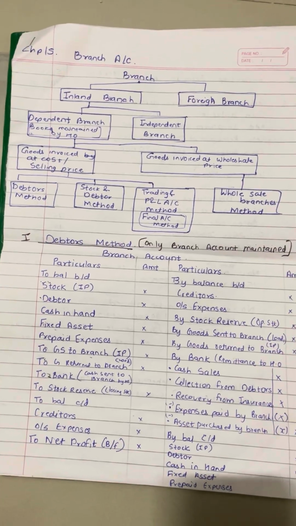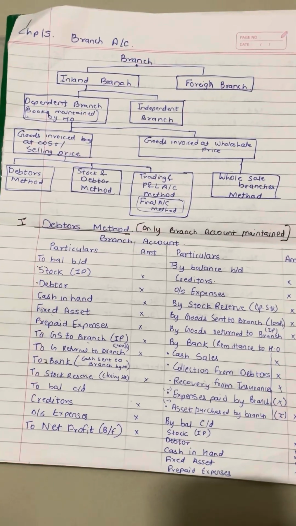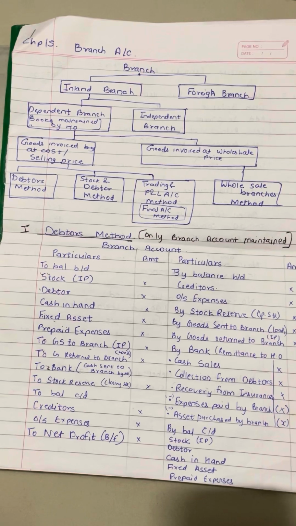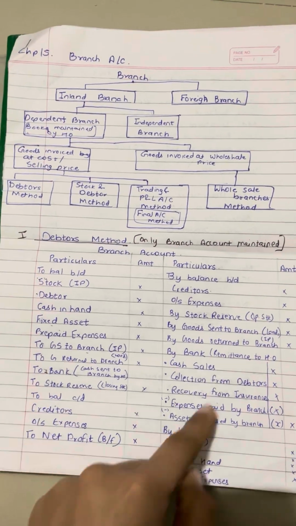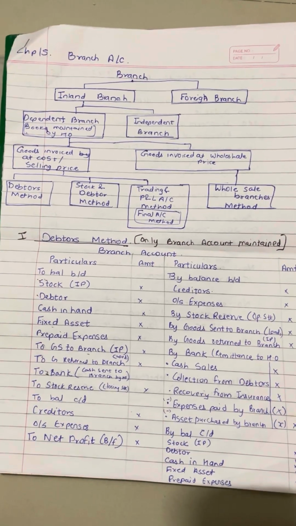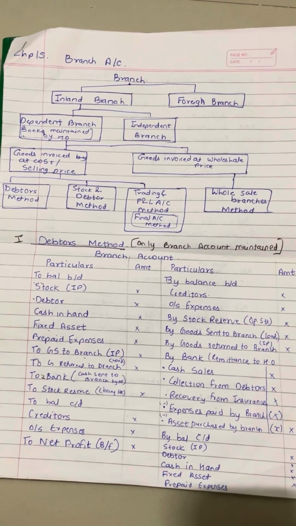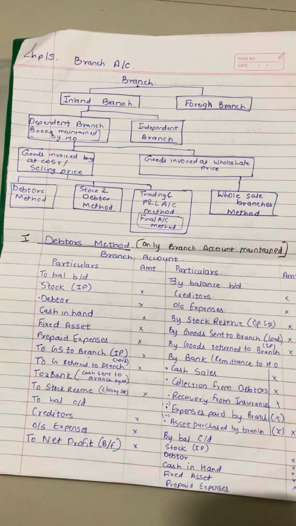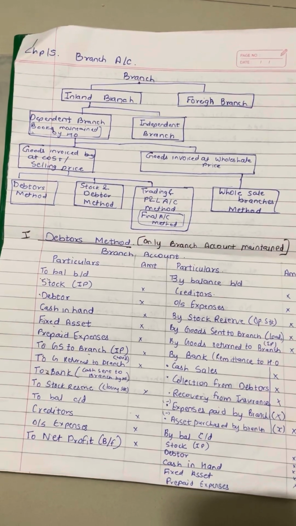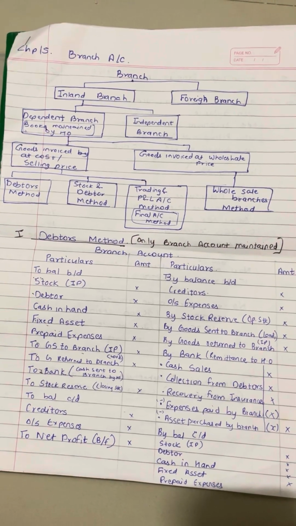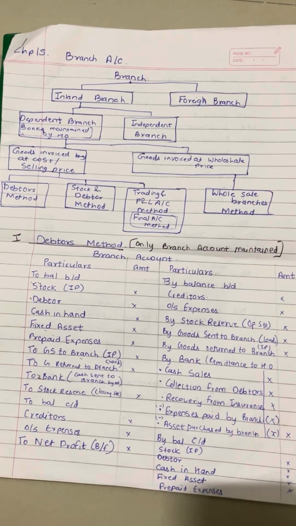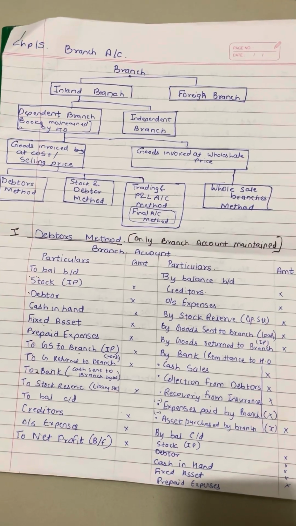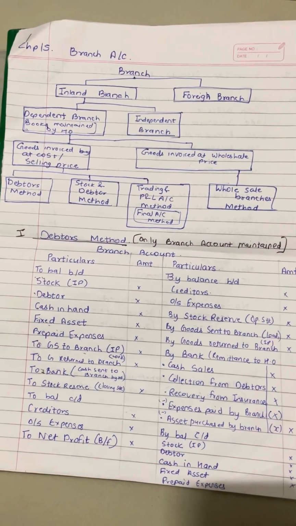In debtors method, only branch account is maintained, but beyond all this, when any extra information is given, we have to make memorandum debtors account. Like if bad debts are given, then we have to create memorandum debtors account. If anything related to cash is given, then memorandum cash account has to be maintained. Now let's discuss debtors method.